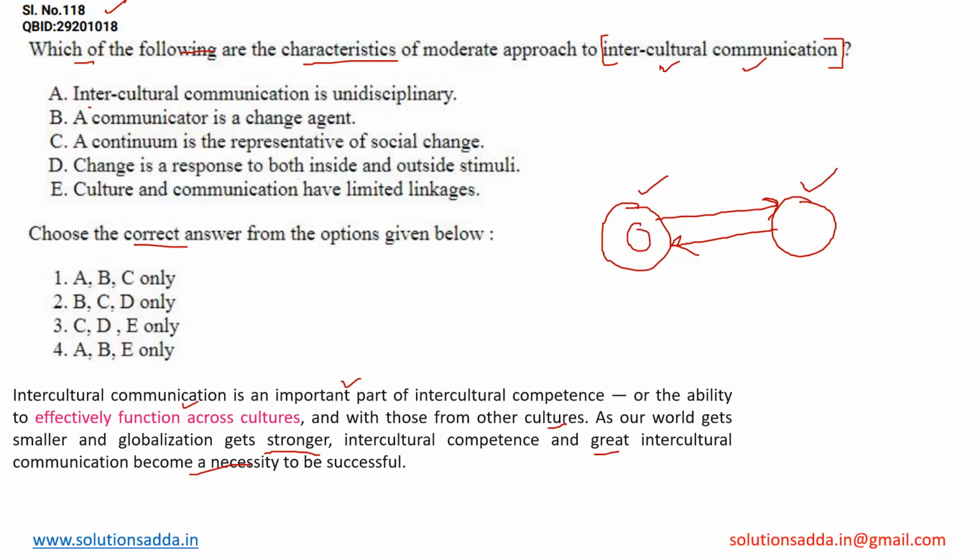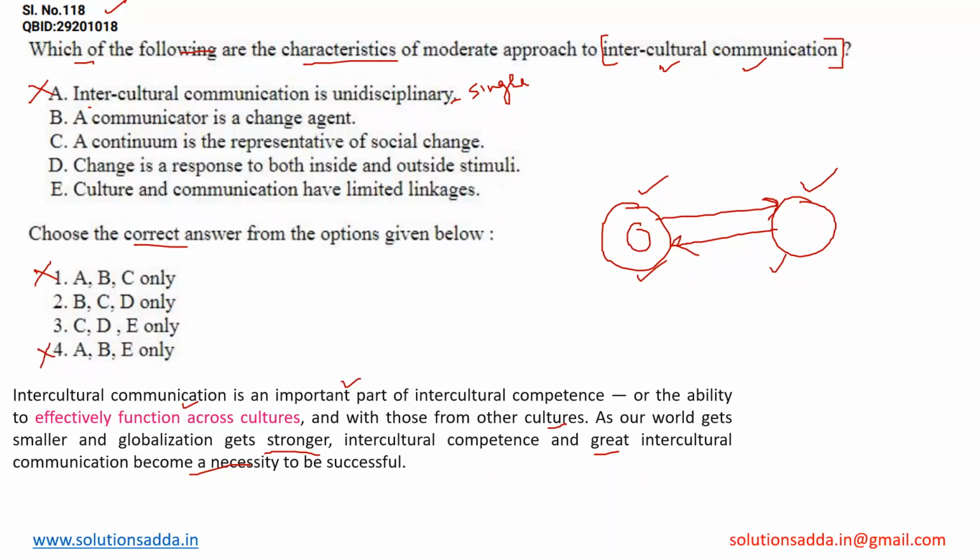So we are talking about two different regions, and statement A says that intercultural communication is unidisciplinary. Unidisciplinary means they are talking about a single entity. Here we clearly see that intercultural means more than one participant is included. So option A is incorrect, and we can eliminate the options in which A has been included. So we can clearly see that options 1 and 4 can be eliminated.